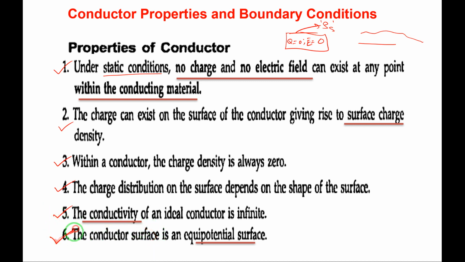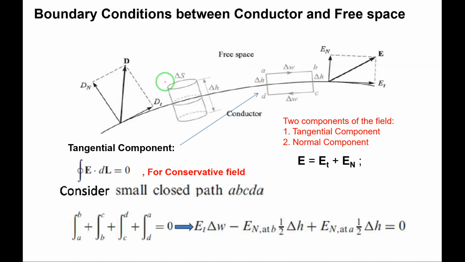One more thing, the conductor surface is an equipotential surface. If I consider this as a conductor surface, with point A here and point B here, they are at the same potential. So the conductor surface is an equipotential surface. If I take the potential difference between two points on the surface of the conductor, it will be 0. With these 6 properties in mind, we will try to arrive at the boundary conditions between conductor and free space in the next topic.